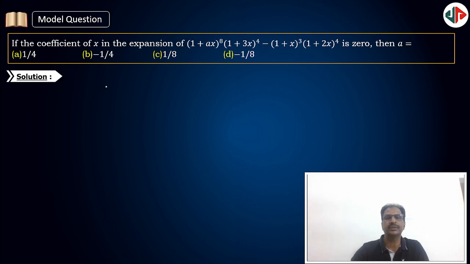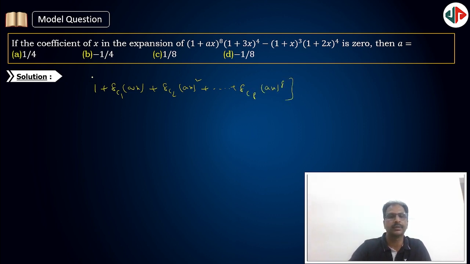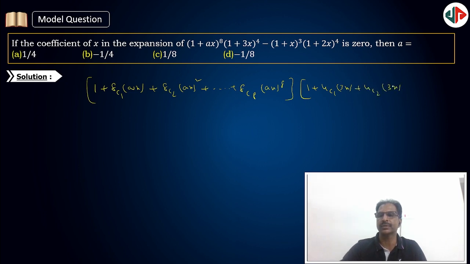Next, if the coefficient of x in the expansion of (1 plus ax) whole power 8, write the expansion of (1 plus ax) whole power 8: 1 plus 8c1 into ax, 8c2 into (ax) whole square plus so on up to 8c8 into (ax) whole power 8, into (1 plus 3x) whole power 4 expansion, 1 plus 4c1 into 3x, 4c2 into (3x) whole square plus so on 4c4 into (3x) whole power 4.